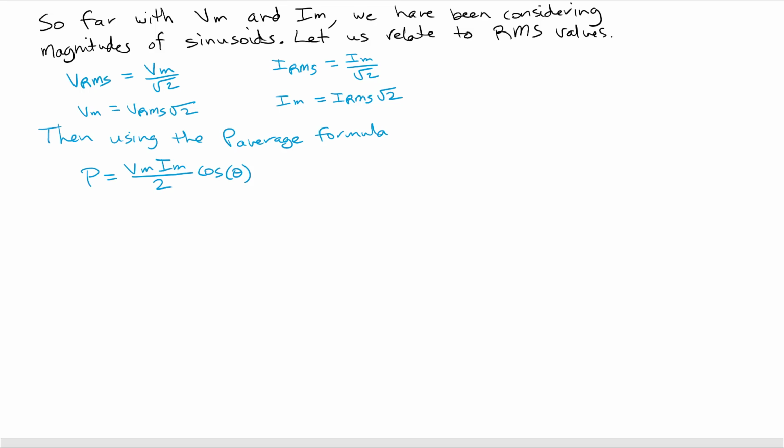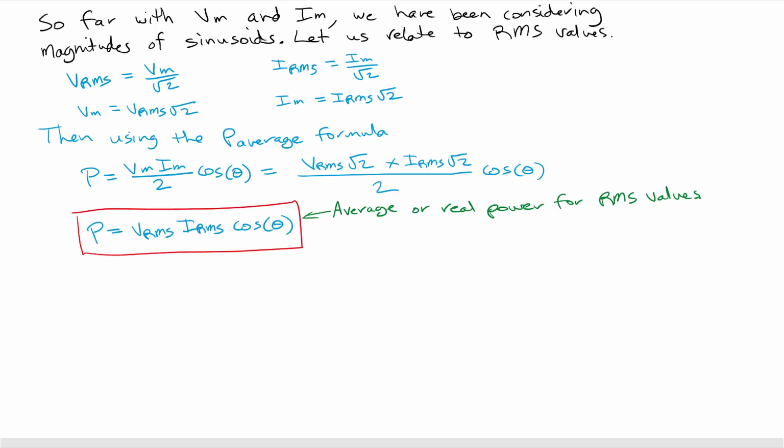If we use the average power formula from the previous slide, power is equal to the voltage magnitude times the current magnitude divided by 2 times cos theta. If we substitute in our values for RMS voltage and current, the square root of 2 on both sides cancels out the 2, and we have an expression for real power, which is also known as average power. These are the same things. Using RMS values, we have V RMS times I RMS times cos theta, where theta is the power angle.